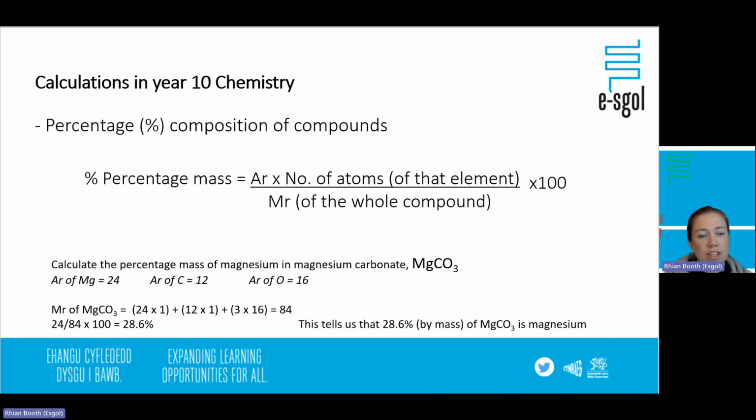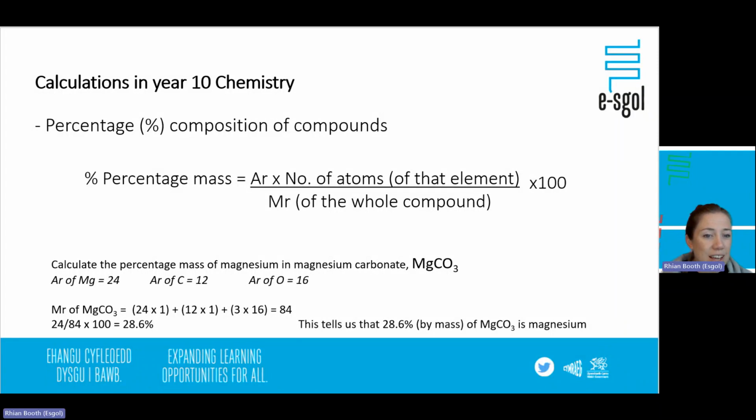So first thing you need to do is calculate the Mr of magnesium carbonate, okay, that's the whole compound. So 24 times 1, because there's only 1 magnesium in that compound, plus 12 times 1, because there's only 1 carbon in the compound, plus 3 times 16, because there are 3 oxygen atoms. And that gives you a total of 84. Okay, so that's the Mr for magnesium carbonate.